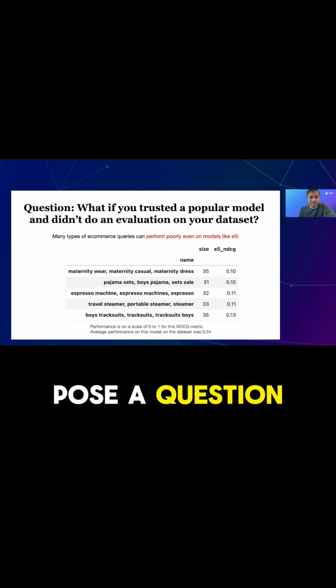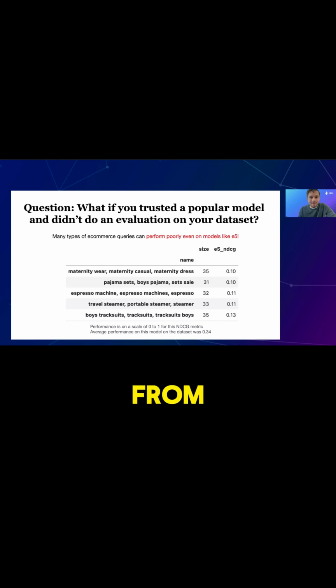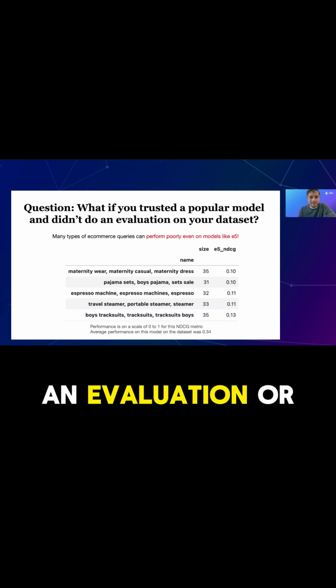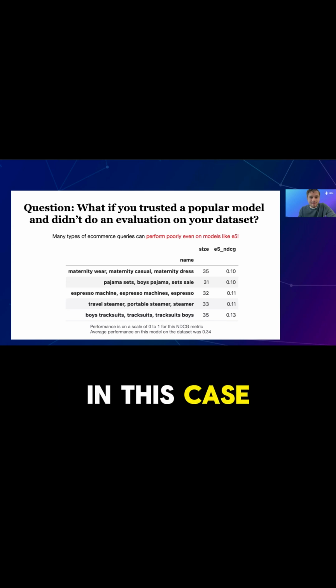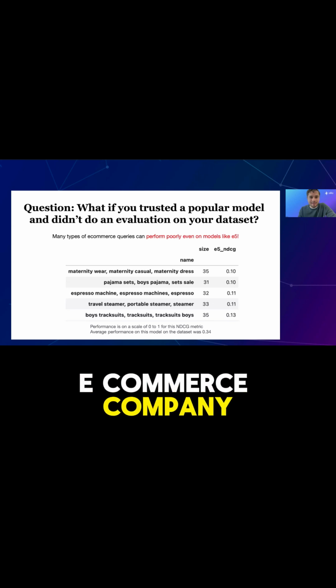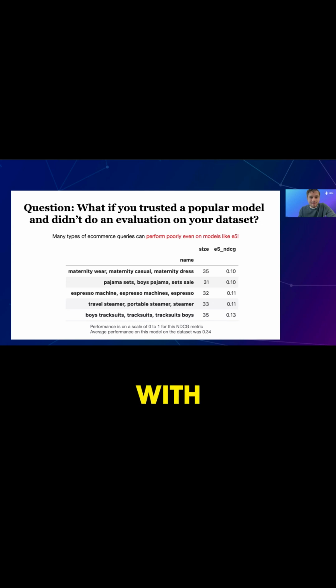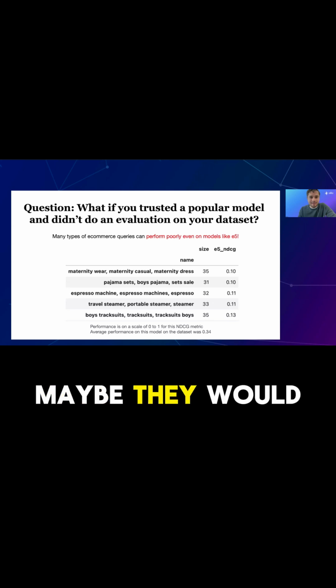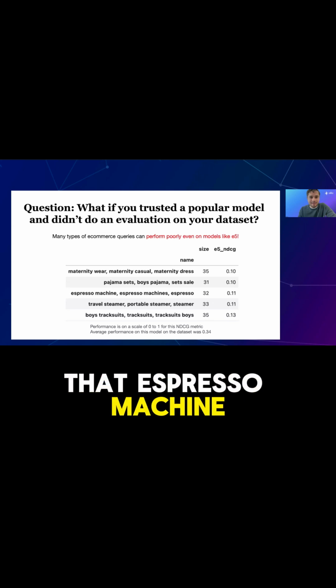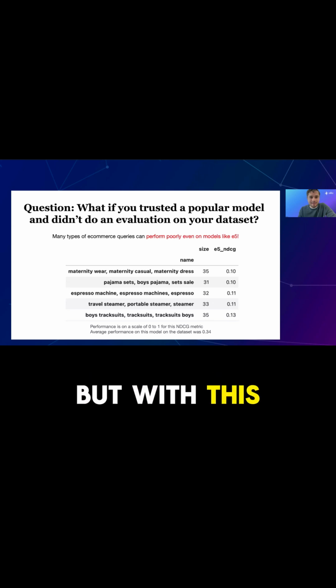So we're going to pose a question. What if you trusted a popular model out there from Hugging Face or Twitter and didn't do an evaluation of your data set? In this case, if an e-commerce company used an E5 model, which is a reasonable, popular choice of model to start out with, not until they deploy to production would they start to get awareness over time that espresso machine queries are performing poorly. But with this evaluation approach, they could actually detect it ahead of time and take action instead of deploying a model that is clearly going to perform poorly on those kinds of queries.